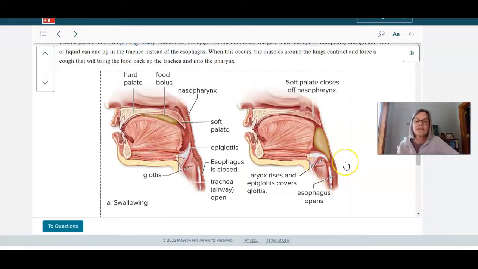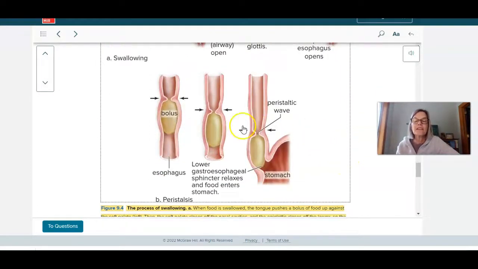into the esophagus. And then once it gets down there, we mentioned peristaltic contractions in the last video, that we get these rhythmic contractions of the esophagus that are going to push that bolus down into the stomach.